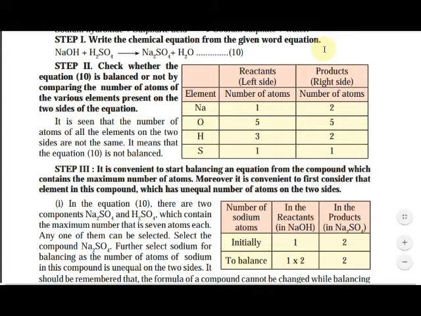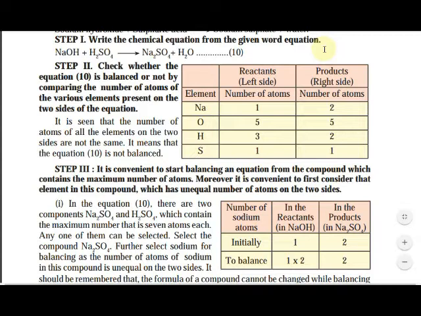RHS, 1. Step 3. It is convenient to start balancing an equation from the compound which contains the maximum number of atoms. Moreover, it is convenient to first consider the element in this compound which has an unequal number of atoms on the two sides.